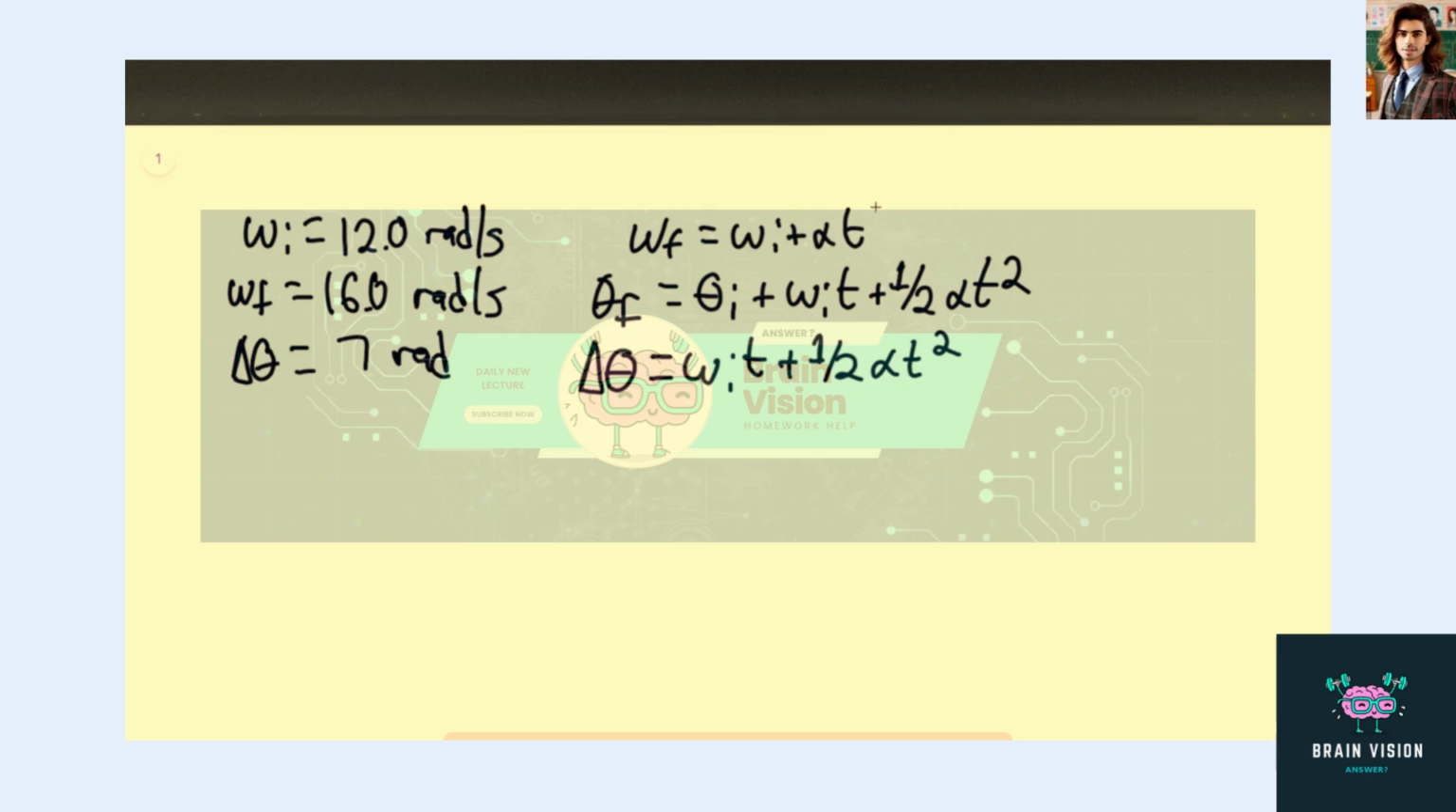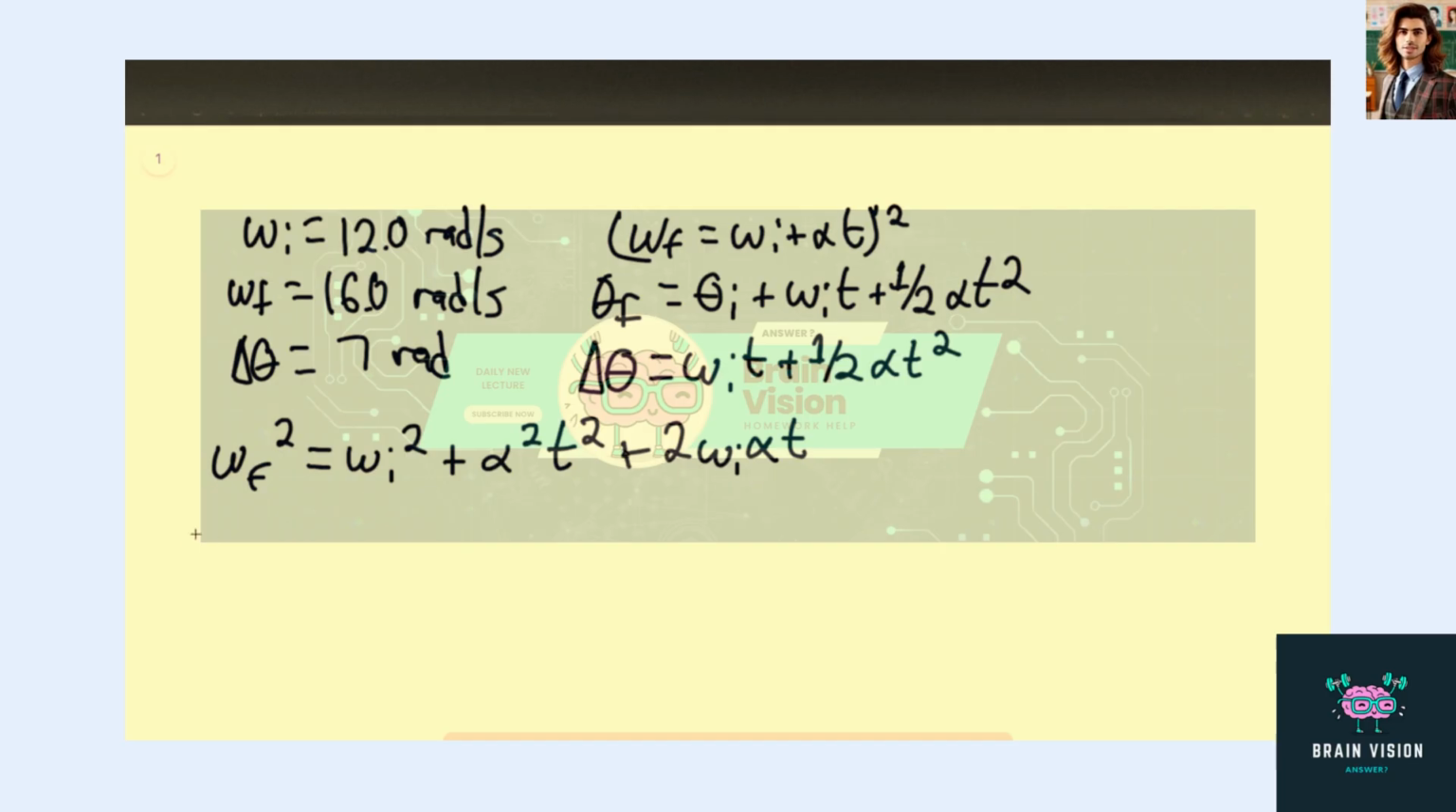So if we squared this equation, we would have omega final squared equals omega initial squared plus alpha squared times t squared plus 2 alpha omega initial t. So that would be this equation squared. And then what we're seeing here is that we can actually factor out a 2 alpha.